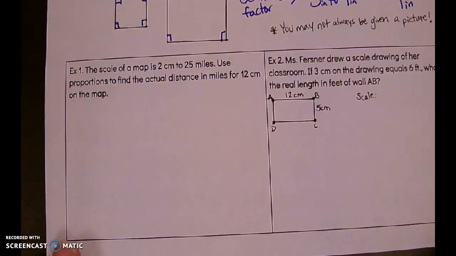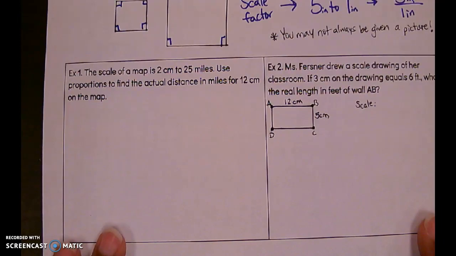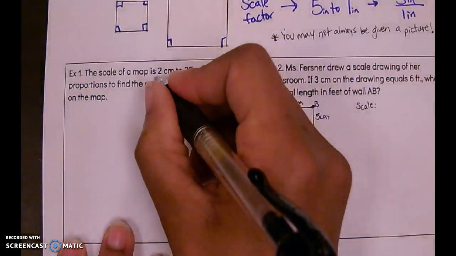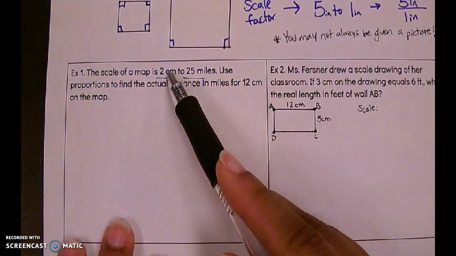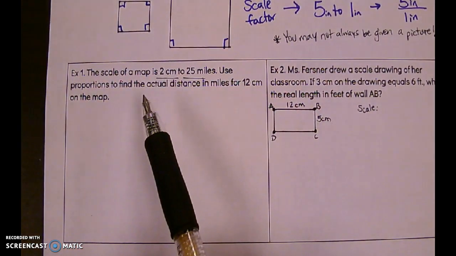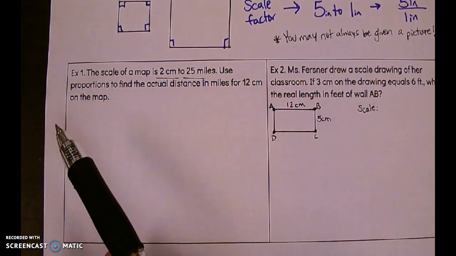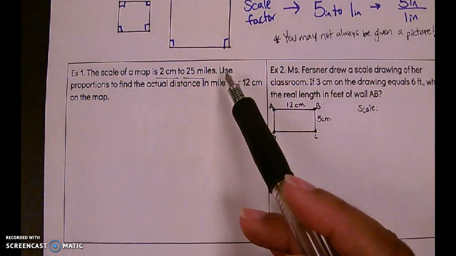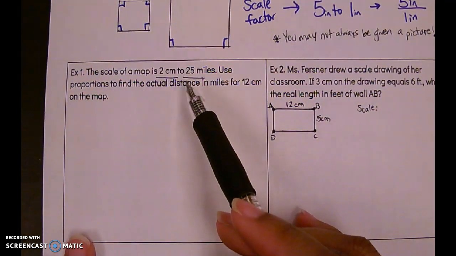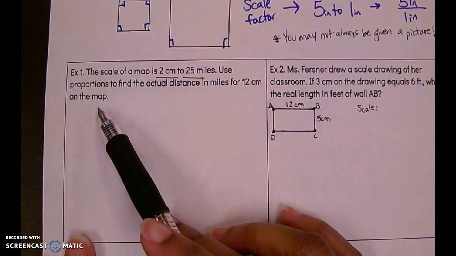The first problem that we see, example 1, says a scale of a map is 2 centimeters to 25 miles. That's important. What that means is the map is showing in centimeters, but the centimeters actually represent miles. So for every 2 centimeters, that actually represents 25 miles. The question says use proportions to find the actual distance in miles for 12 centimeters on the map.